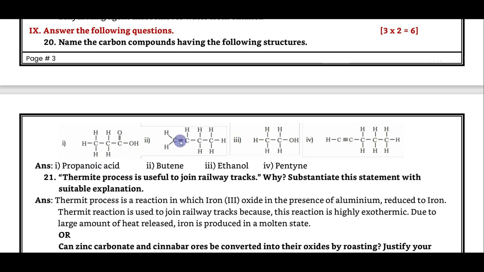Here we have a double bond and the number of carbon atoms is 4, so it is butene. Next, we have the functional group OH, so it is ethanol. Here, how many carbon atoms? 1, 2, 3, 4, 5. 5 means pent. We have a triple bond, it is an alkyne group, therefore it is pentyne.